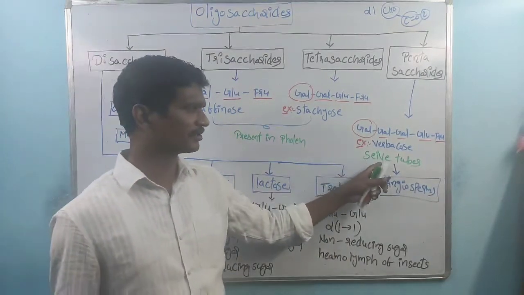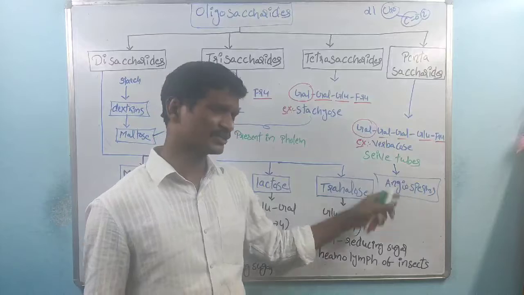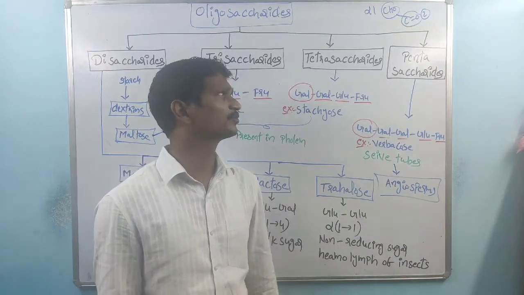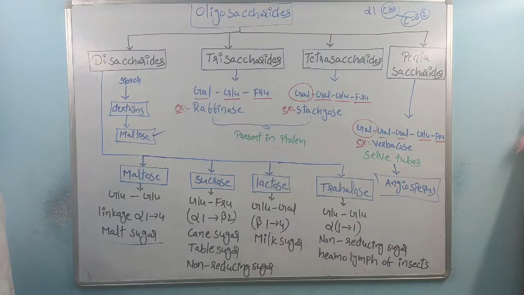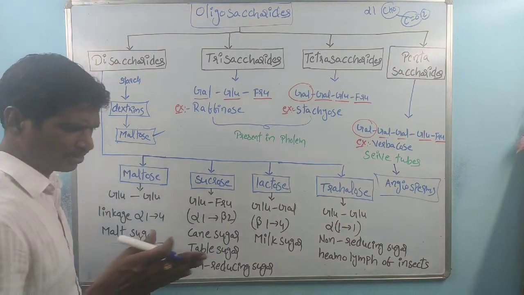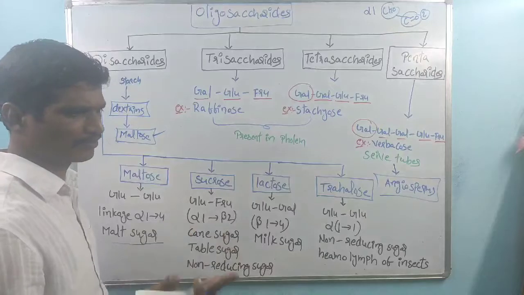Here, this one is also related to the phloem, but the sieve tubes only present in angiosperms. So, the simple explanation for the trisaccharides, tetrasaccharides, pentasaccharides. See, almost the components are the same, but the number of components is different.